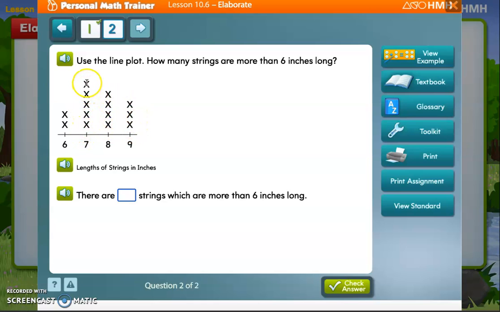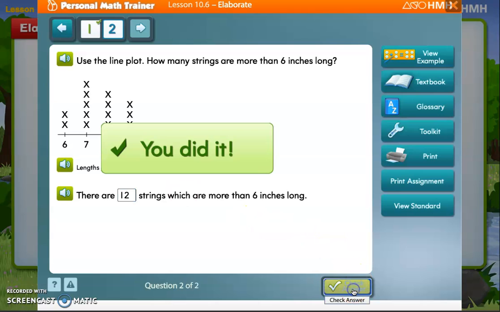So let's do that now. 1, 2, 3, 4, 5, 6, 7, 8, 9, 10, 11, 12. So there are 12 strings which are more than 6 inches long. You did it! Nice job.